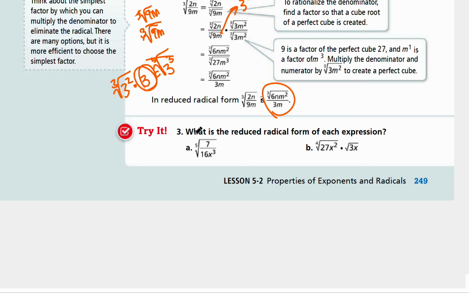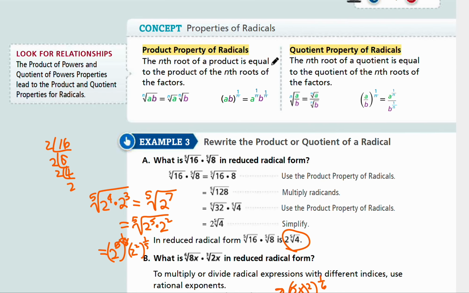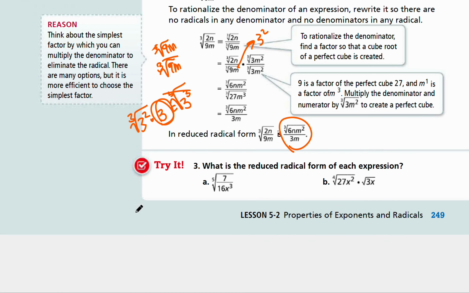Okay, are you ready? Let's look at part A. You're going to use the product property of radicals, and then the quotient property of radicals, and then separate this into fifth root of 7 and fifth root of 16x cubed. And then you're going to rationalize the denominator, right? Because we don't want radicals in the denominator.